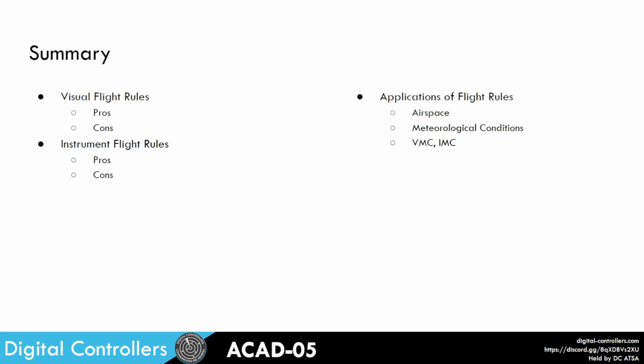So to summarize, we looked at the definitions of visual and instrument flight rules and some pros and cons of each. And we also looked at the applications of the different flight rules in different airspaces and meteorological conditions, and we spoke about VMC and IMC. Hopefully that was useful to you guys.